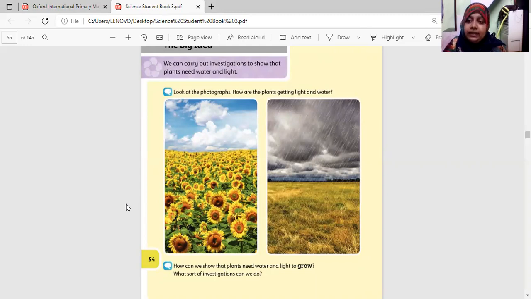So directly or indirectly, we conclude that sunlight and water are very important for the survival of the plant, because only because of them is the plant able to prepare its own food and thereby survive. In this picture, we can see sunflowers shining in a bright sky. Again, in the second part there's a rainfall. Both these conditions of nature are important for the plant to grow.